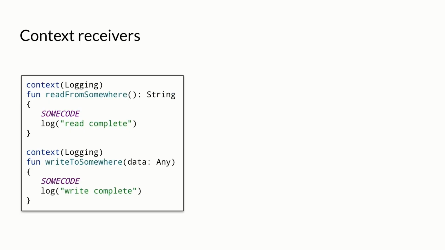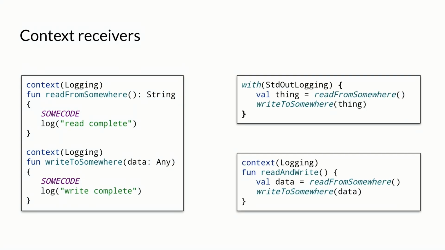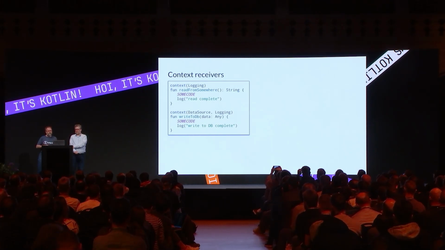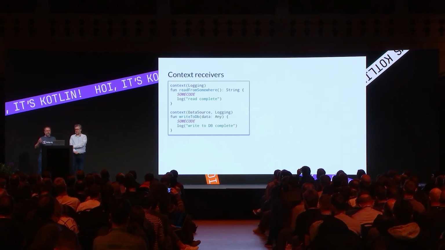Now, if we have two functions, both of which need logging in their context, we can put them both in the same scope. And as with withs, contexts are transferred from outer scopes, so that we can call both functions from a readWrite function that itself requires a logging context. And we can define an arbitrary number of contexts for a function. So writeToDB here says that it needs a data source and logging to do its job. And in these cases, the compiler will look out the lexical scope to try and resolve context for us.